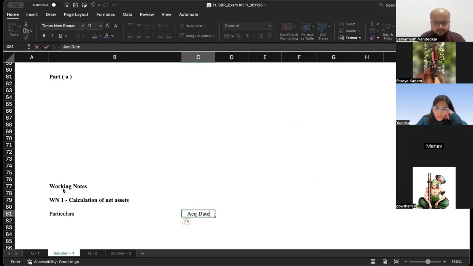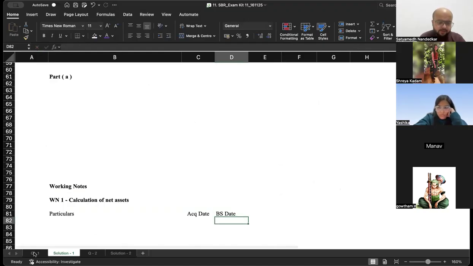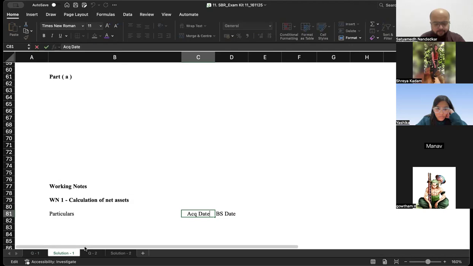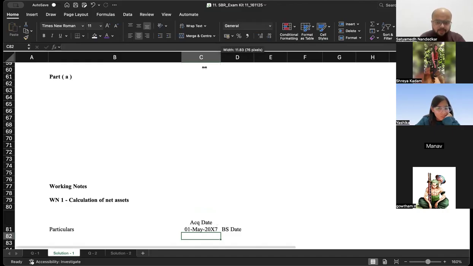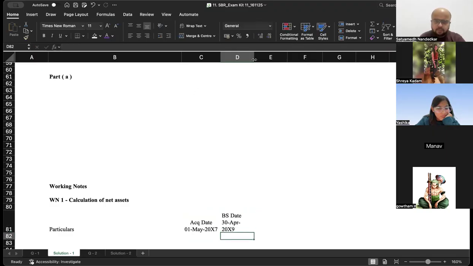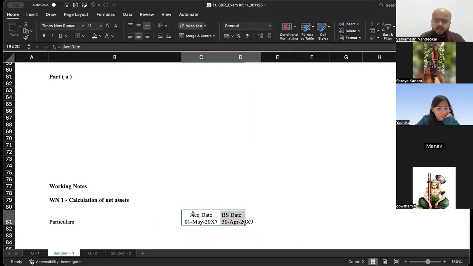Acquisition date and balance sheet date. Acquisition date is 1st of May 2007. Okay. Balance sheet date is 30th of April 2009.